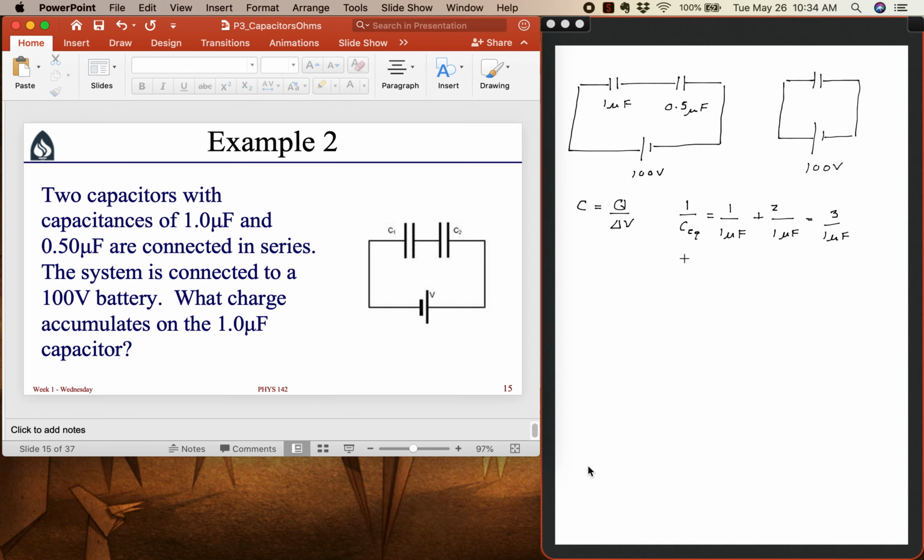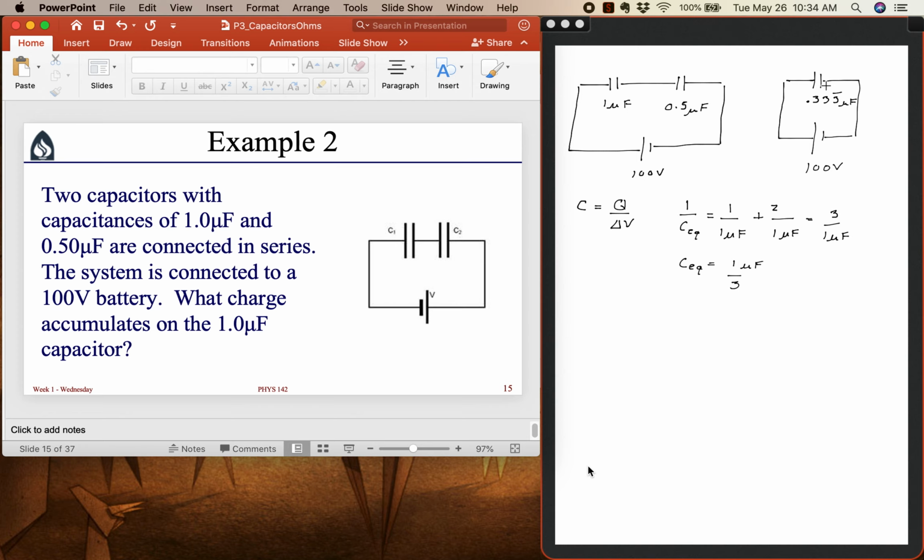So then the equivalent capacitance, to find that, I take 1 over this answer here. So 1 over that is 1 microfarad over 3, or 1/3 of a microfarad. So then I know that this capacitor has a capacitance of 0.333 on forever microfarads. So it's 1/3 of a microfarad for my equivalent capacitor.